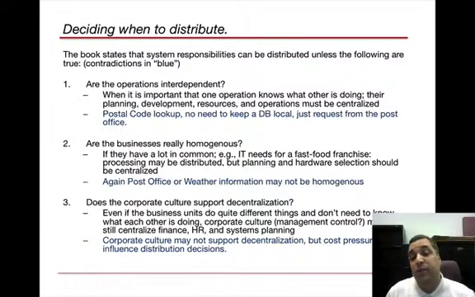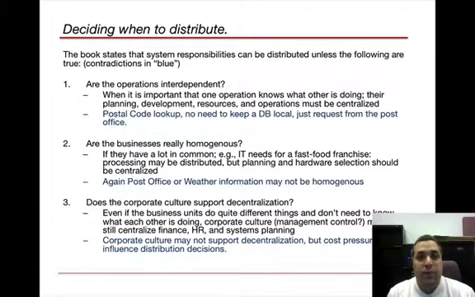If they're not interdependent, if they're independent, then it's a clear case that it can be distributed. Things like HR systems, things like financial systems can be independent. One is not necessarily reliant on the other. While they do rely on some data to come back and forth, the processing in A is not necessarily reliant on the processing of B.